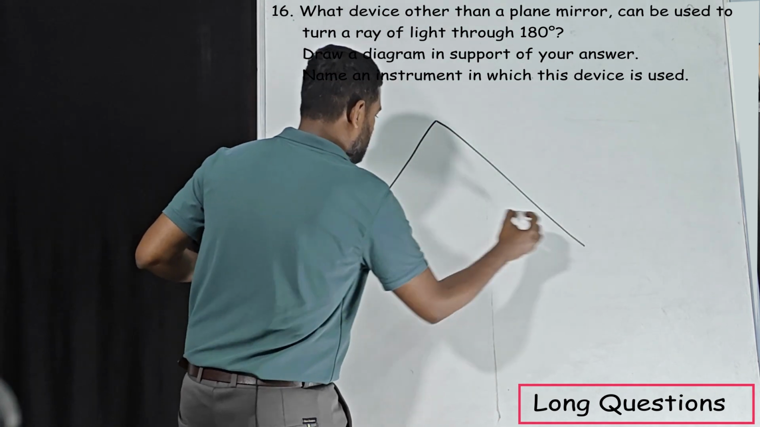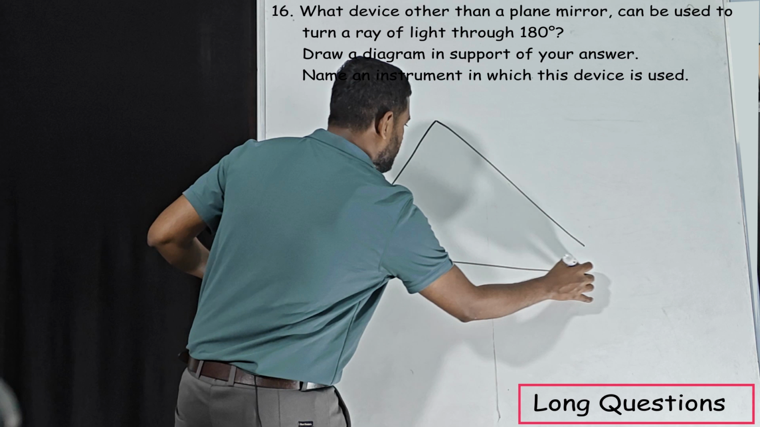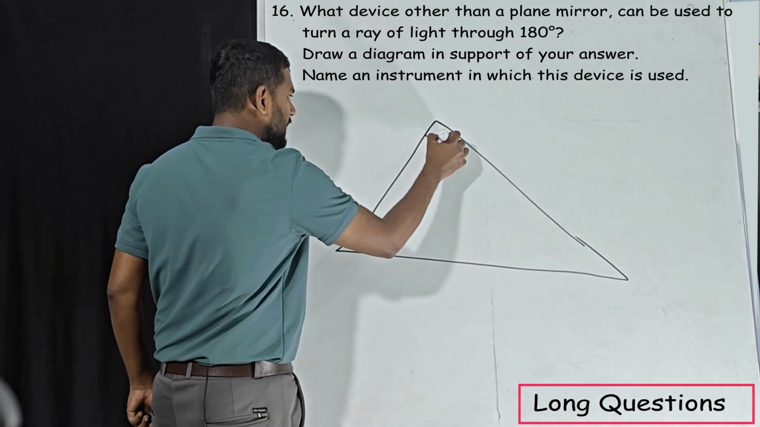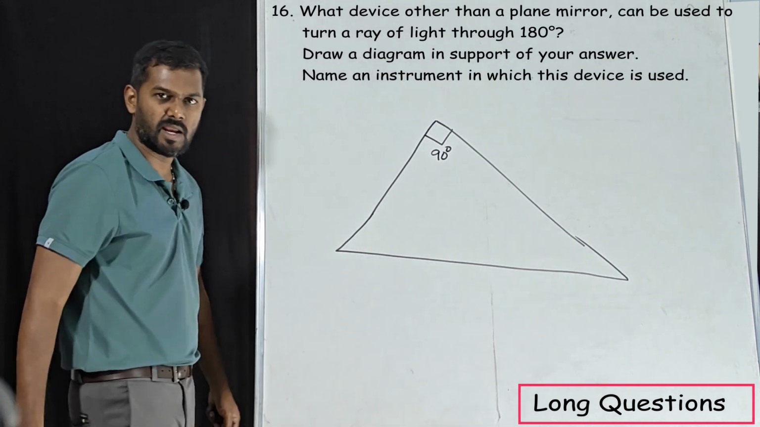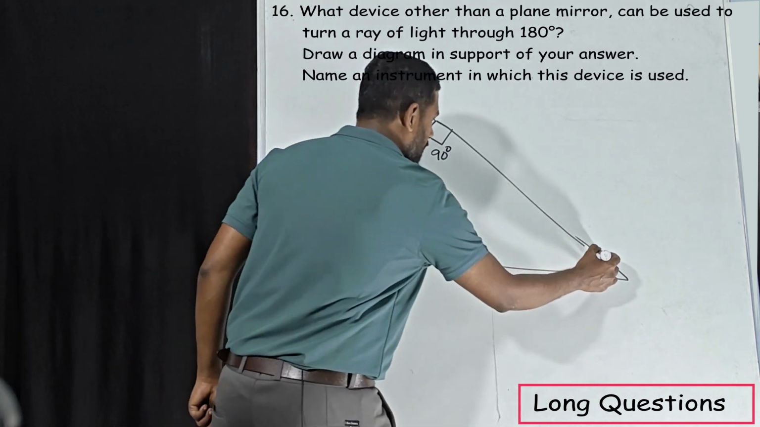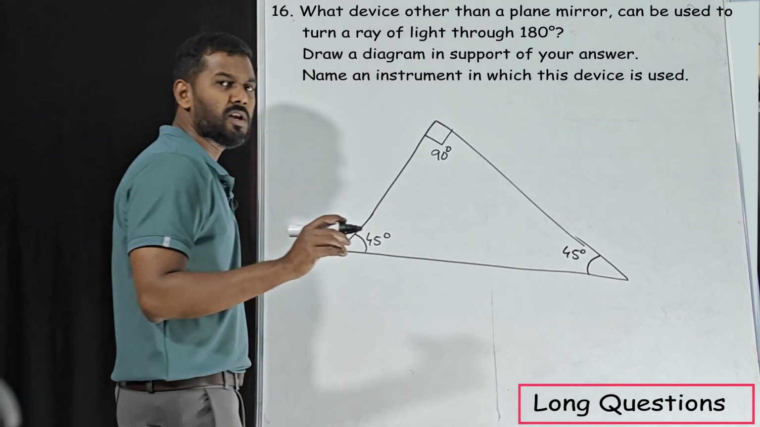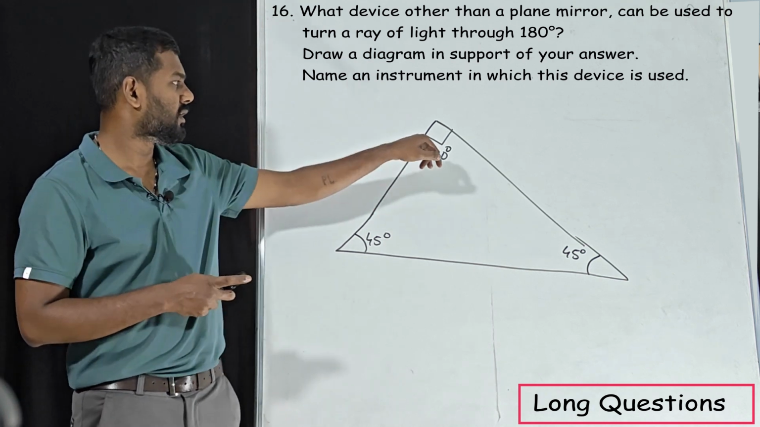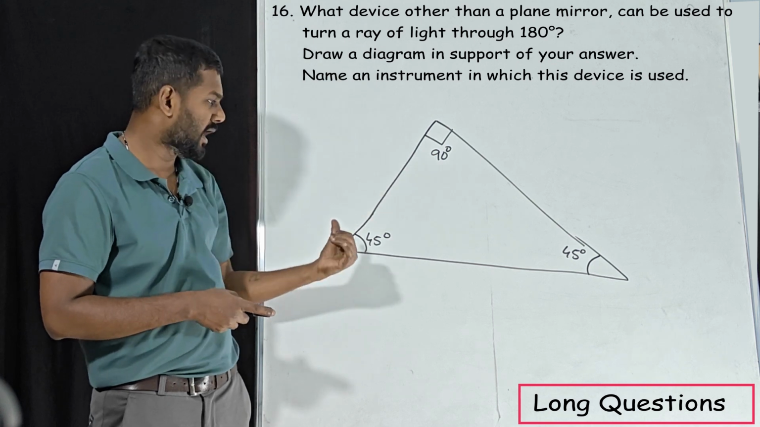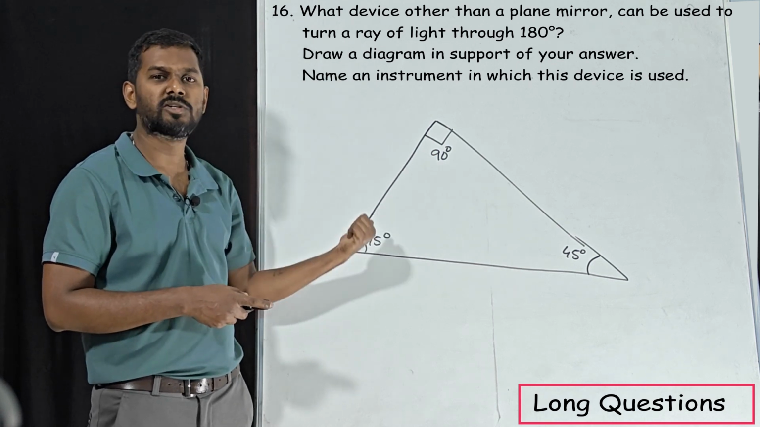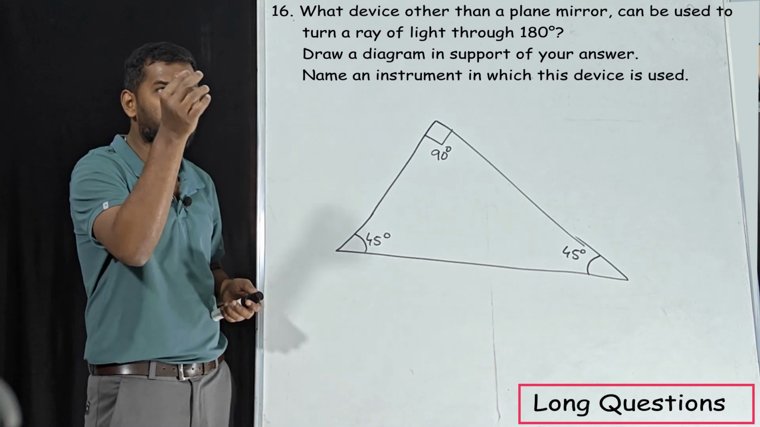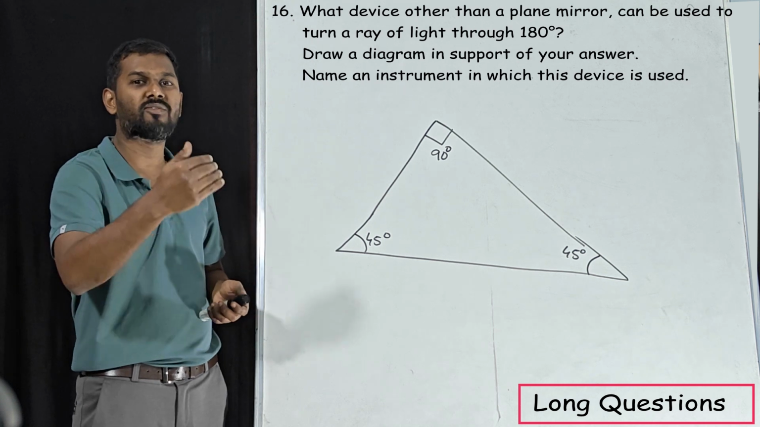Assume this is the triangle. What is a total reflecting prism? We have learnt in one of the questions. One angle, this angle should always be 90 degree. Then if this is 90, the others will be 45 and 45. This is what we have learnt. Total reflecting prism means the refracting angle should be 90 degree, and the other two surfaces' angles should be each 45 degree. This is a total reflecting prism. Now, what device other than plane mirror? The answer is total reflecting prism.